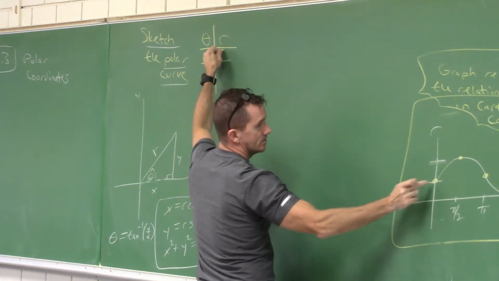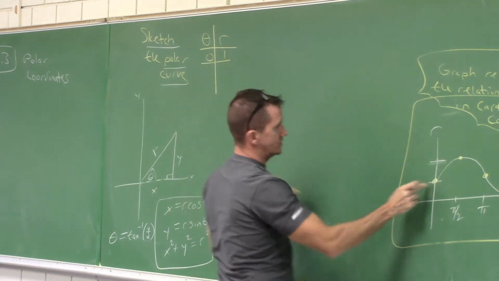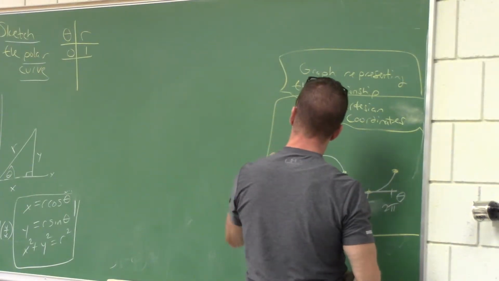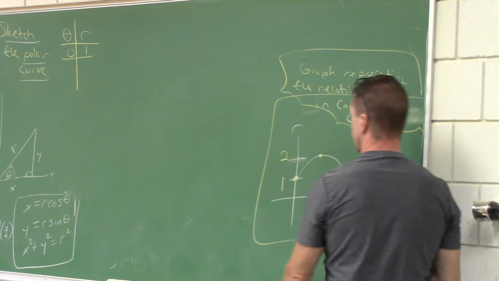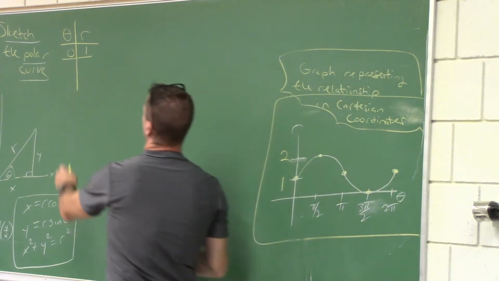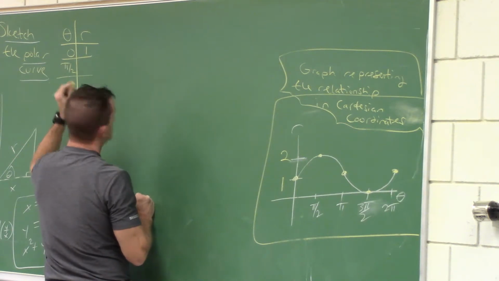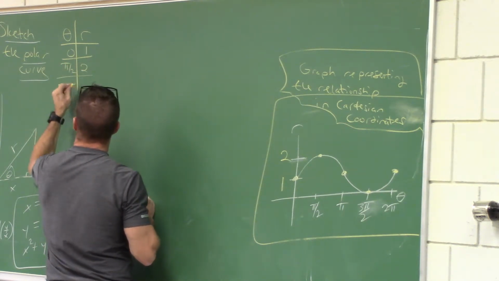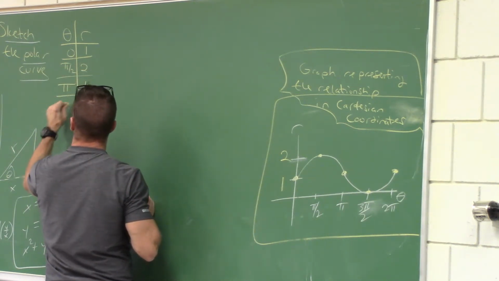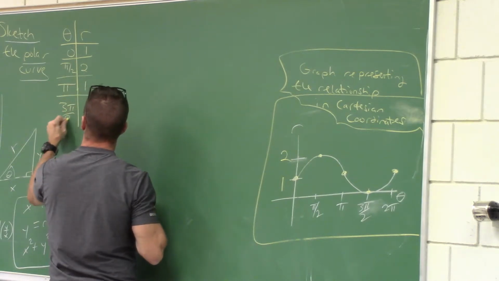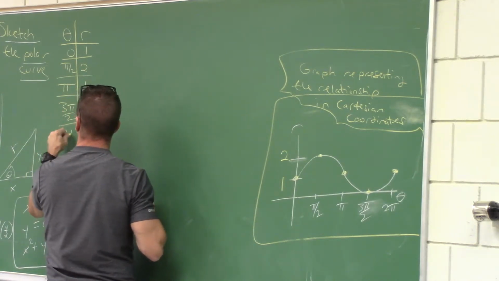What's the radius? 1? Oh, I should label these. This is a 1, this is a 2. This is 0. All right, what's going on at pi over 2? How high is it? 2. How about pi? 1. How about 3 pi over 2? 0. And one more point, let's go to 2 pi. 1.